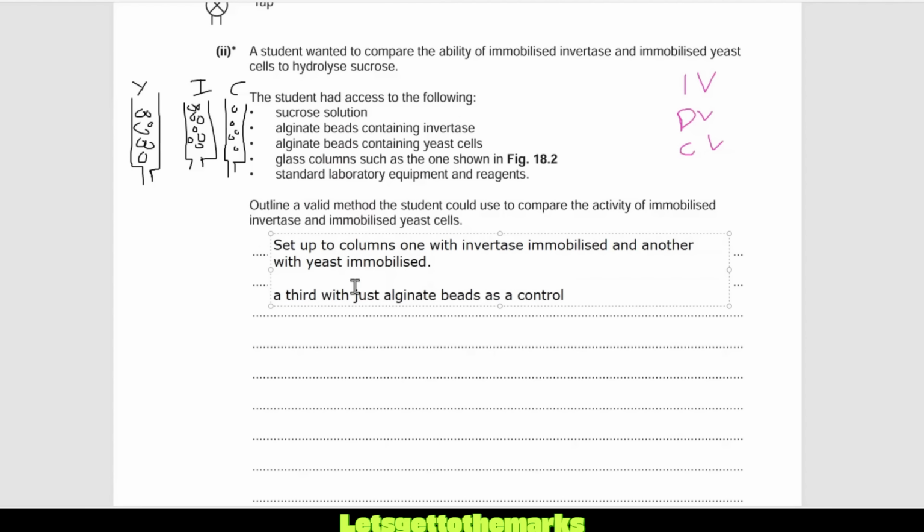That's my independent variable covered. I want to have 2 columns, one with invertase, one with yeast, and then a control just to prove the alginate beads are not breaking it down. I might not get all of the points down because I'm having to do this super fast. Okay, now what do we need? What else do we need? We could talk about the control variables here.